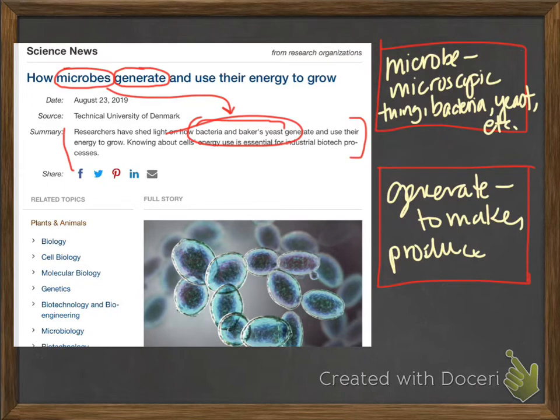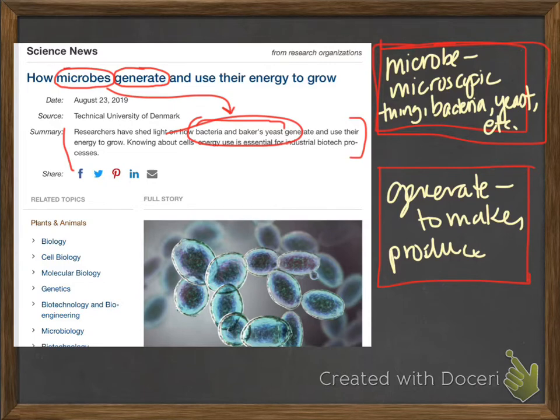Now, a quick note, if you were doing this on paper with a paper article, these little red squares that I'm making over here and writing my definitions in, those would be your post-it notes. Or if you've got a paper article that's got wide enough margins, you might just make those little notes in the margins.